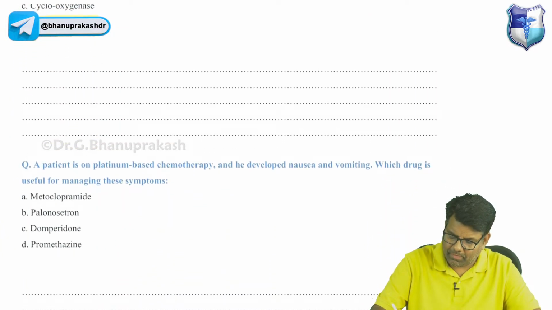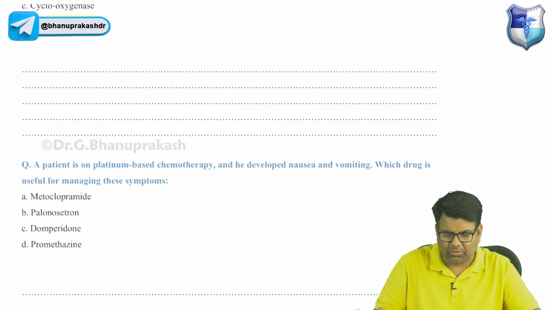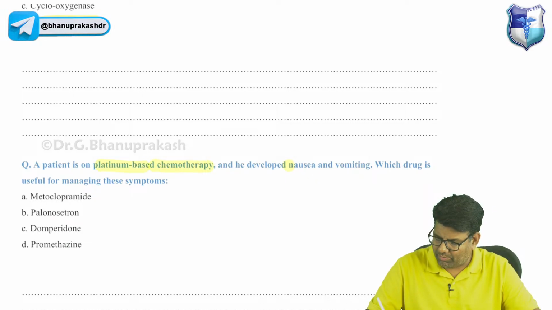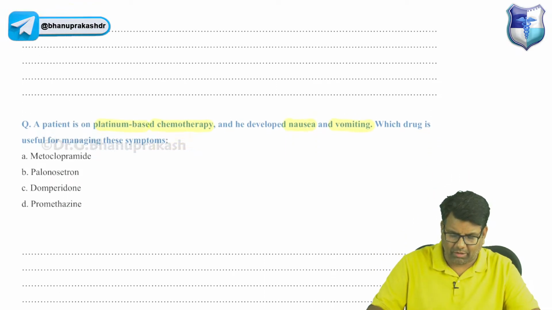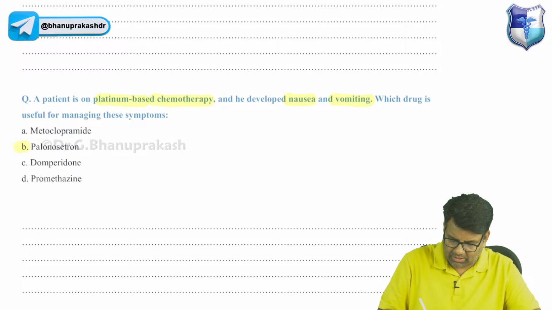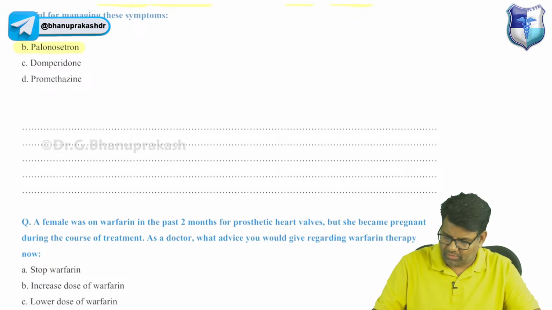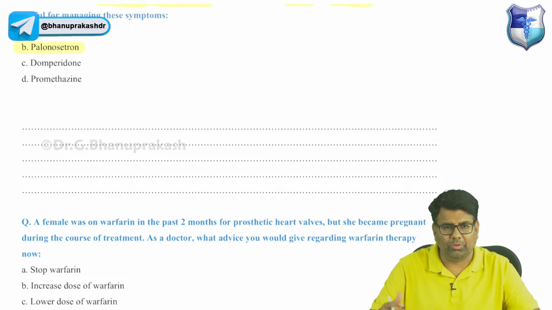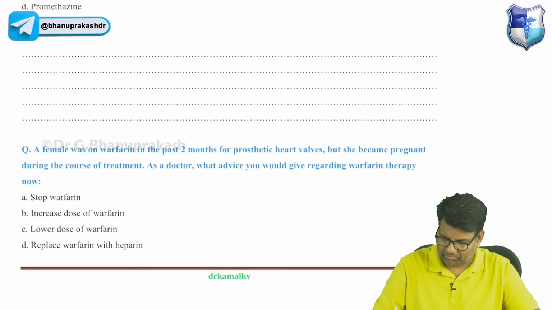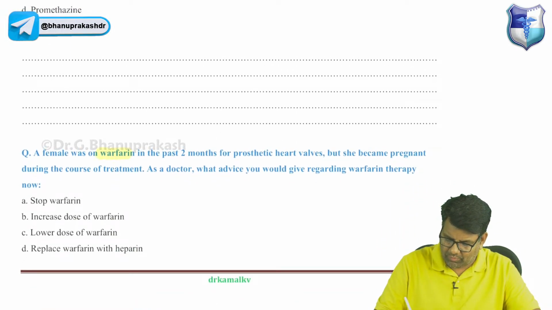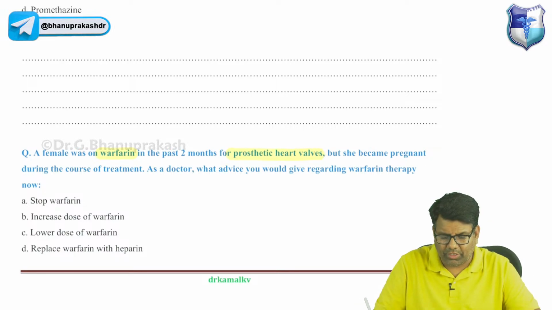Next question, basic question. A patient is on platinum based chemotherapy, maybe cisplatin, and developed nausea and vomiting. So what drug can be given? Yes, this is palonosetron, that is a member of the ondansetron group. Chemotherapy induced nausea and vomiting.